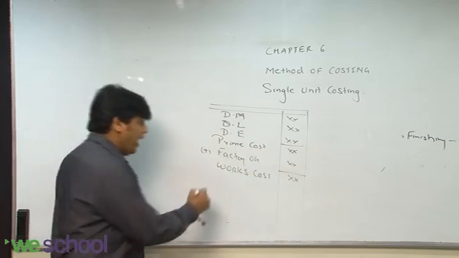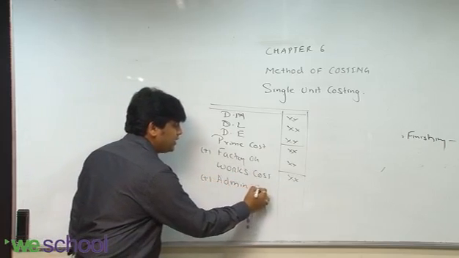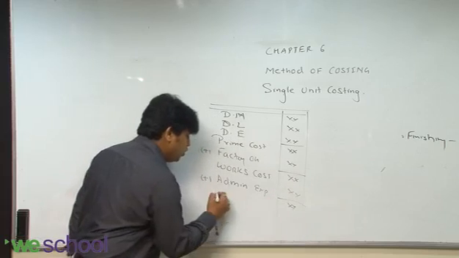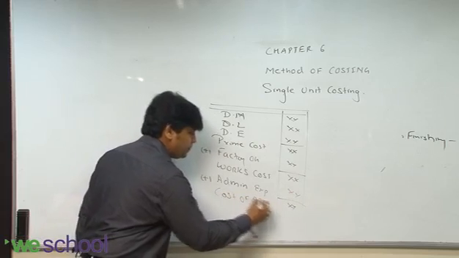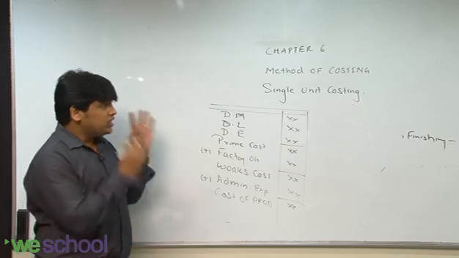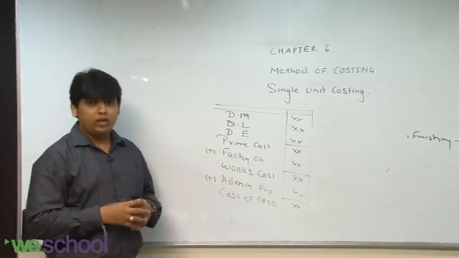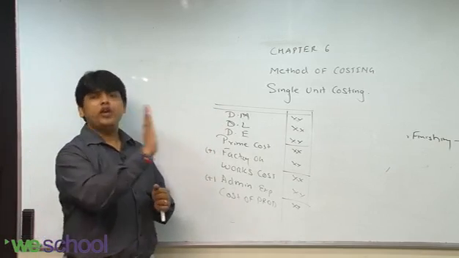To this you add administrative expense. We call it admin expense. Admin means administrative expense. This will give you cost of production. So in single unit costing method, it is very simple for us to calculate the cost. This method will be useful for those where production is of single units.